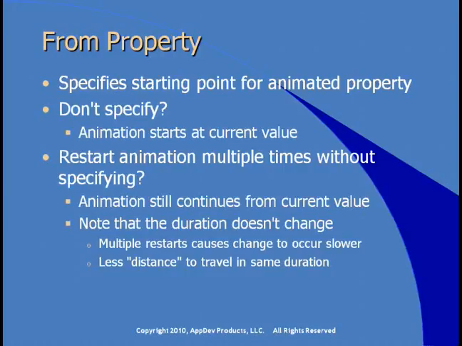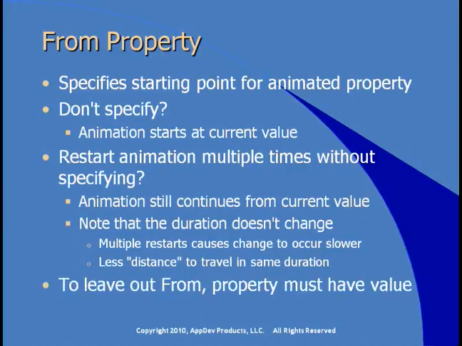Now, to leave out the from, the property must have its own value, can't be inheriting that value from a parent container. For example, what if you're animating the width of something, but that something gets its width by just not specifying a width and getting it from its parent container? In that case, you won't be able to leave out the from because there is no specified width value for the object. So you can't take it for granted. If you leave out the from, there has to be a value from which to start, a specified value in the markup for that element. Let's look at an example that demonstrates leaving out or working with the from property.